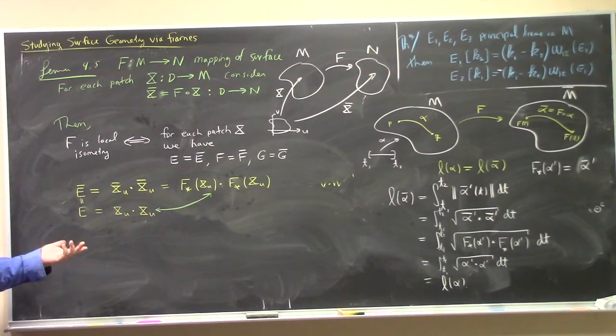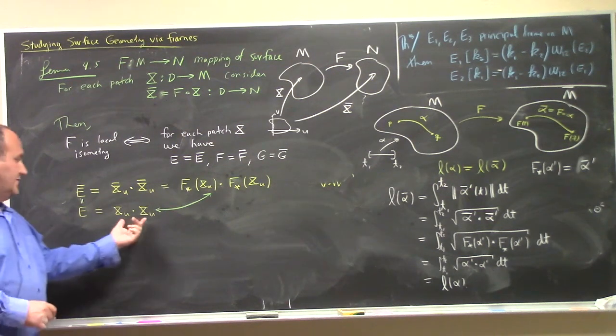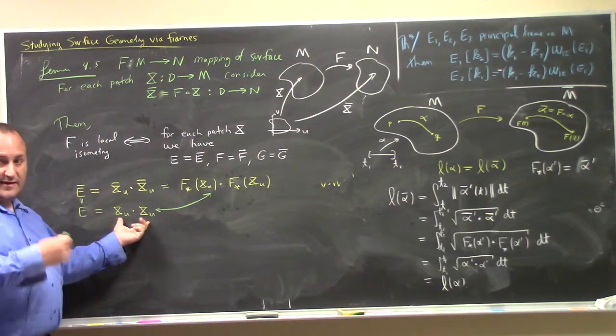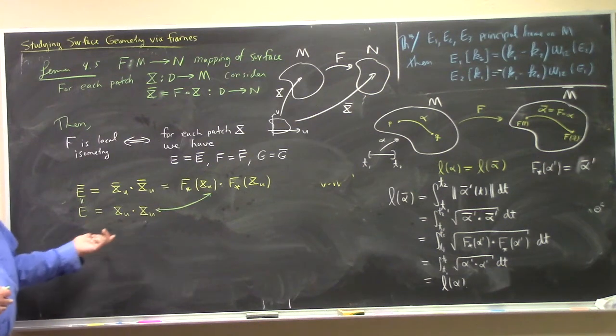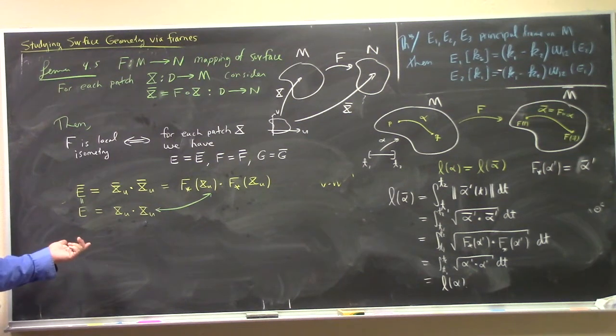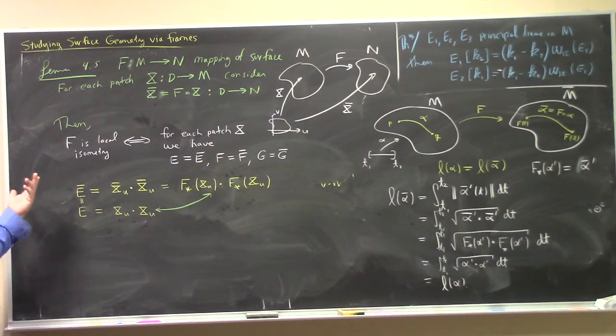F is a one-to-one function? No. It's the identity function? It satisfies the local isometry condition. It preserves the dot product with the push forward. So that's the proof of this lemma.